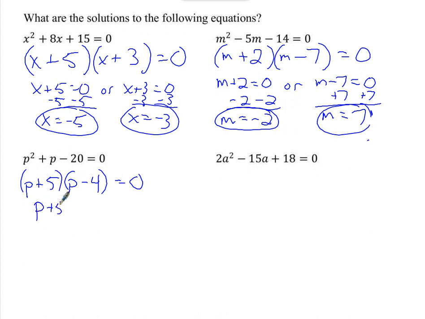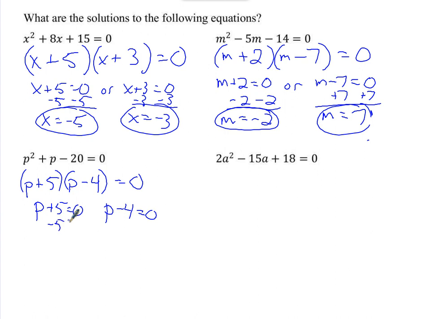P plus 5 equals 0. You guys are way too young in this process to be skipping steps. P minus 4 equals 0. So split it up and actually write that down. I know that some of you can probably do this in your head at this point, but I do want you to write it down every time because there are going to be more complicated problems here than these.